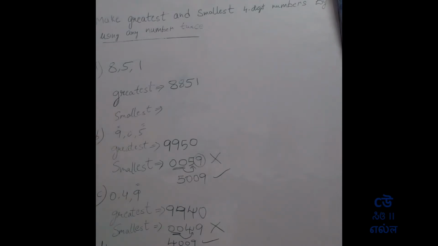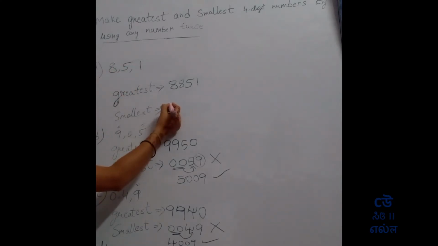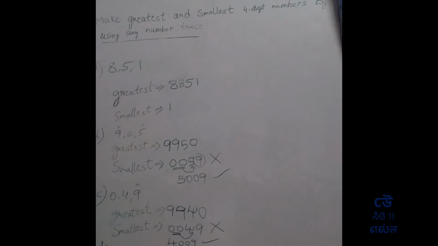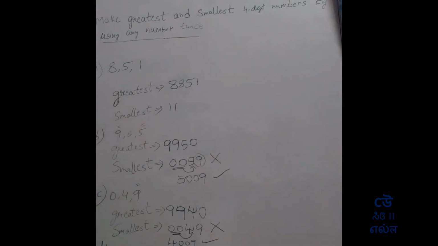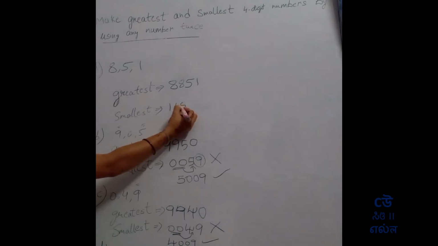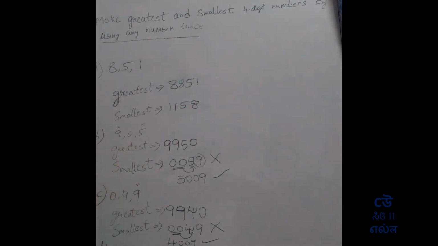Then we have to find the smallest number. Among 8, 5 and 1, which is the smallest number? 1. 1 is the smallest number. So, to find the smallest number, we will use the smaller number twice. So, you are writing 1 twice. Okay. So, the next smaller number is 5. So, the remaining is 8. So, the number which we formed is 1158. Okay.